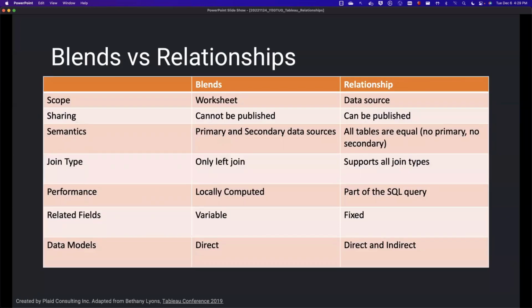We won't talk much about blends today, but this is an alternate method. Blends are applied at an individual worksheet level. They cannot be published as blends themselves. You have to blend them on the Tableau server, as an example. And there is a very strong notion of a primary and a secondary data source with blends, unlike with relationships. Blends are essentially an aggregated left join that's used, and they're computed locally.